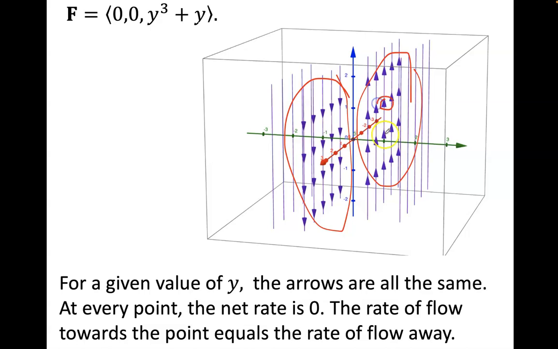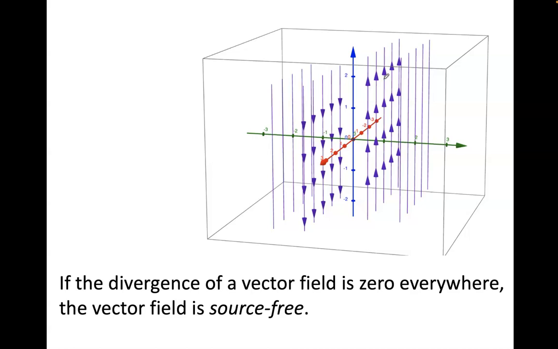example, at this point here, this arrow is the same as this arrow. The arrow going into the point is the same as the arrow going out of the point. They're identical. So the net rate is 0. Stuff flowing in equals stuff flowing out. If the divergence of a vector field is 0 everywhere, as it is in this case, the vector field is source-free. Doesn't have a source, doesn't have a sink.